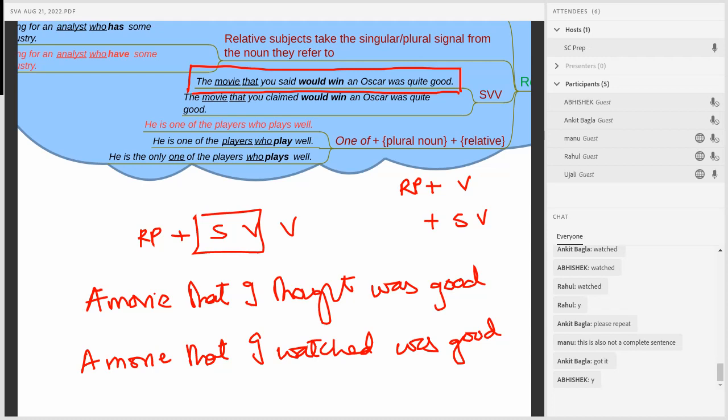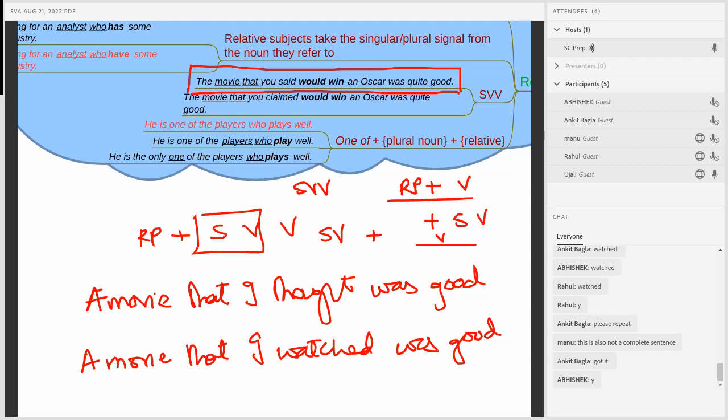So whenever you see SVV, it is never actually SVV. It is either SV plus a completely different verb which has nothing to do with the relative pronoun, or it is RP plus V. Oh God. Again, just hearing myself, I can understand how confusing what I'm saying is. One second. Let me think if I can put it in a better way. Okay, so let's start from the beginning. First, whenever you see an SVV, it's not actually SVV, it's something else.